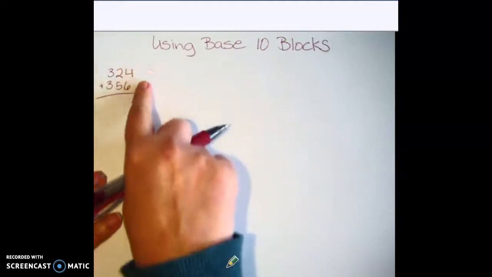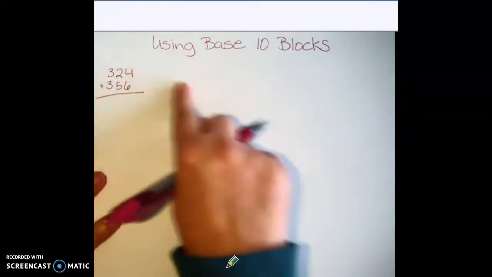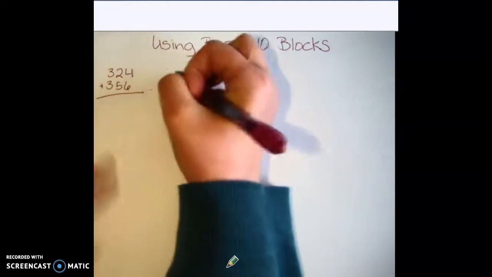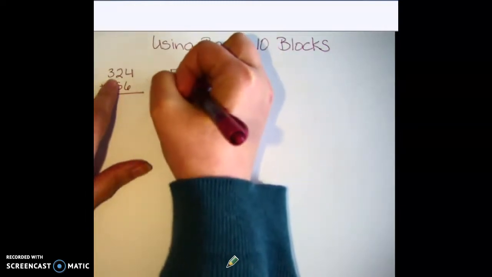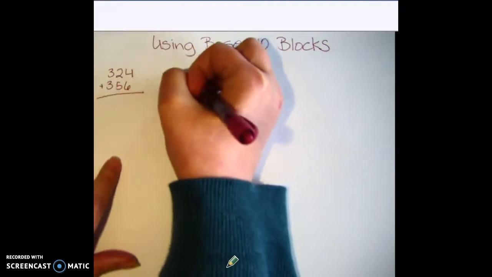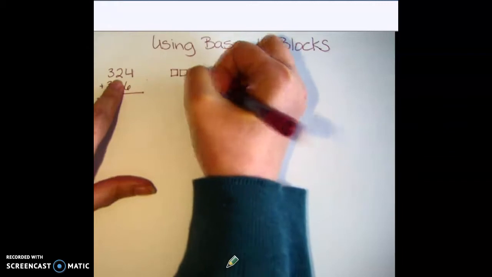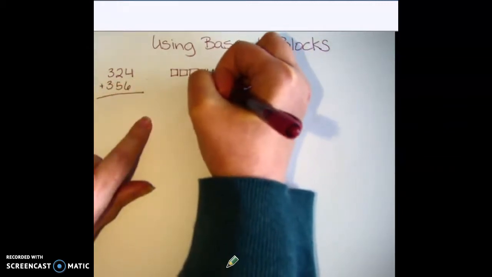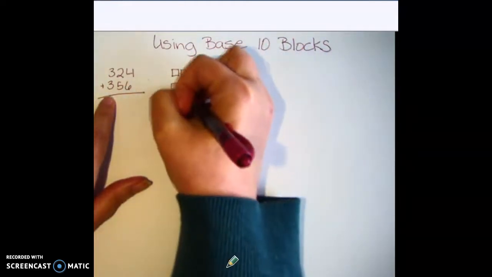One of the things I want to remind you is you want to make sure you leave some space here in your picture in case the pictures here need to be regrouped, and I'll show you what I mean in a minute, okay? So I'm going to draw my picture here. I have 3 hundreds, so I've got my 3 hundreds. I got my 2 tens, so I'm going to draw my 2 lines and my 4 ones. 1, 2, 3, and 4. And now I have my 3 hundreds for this one.